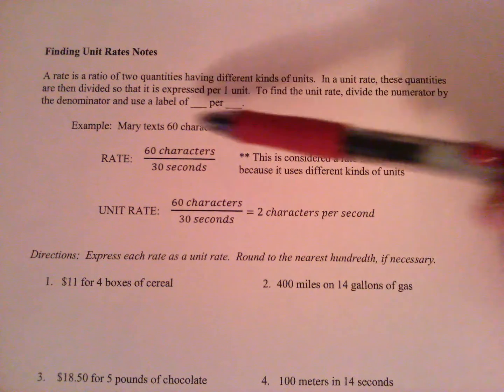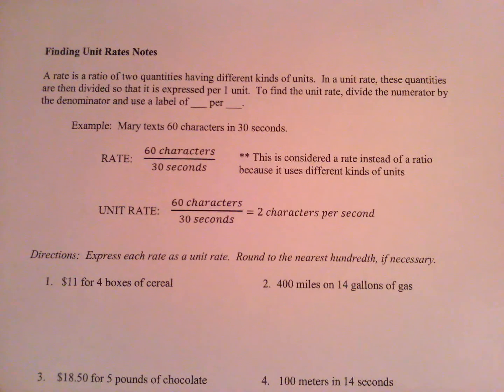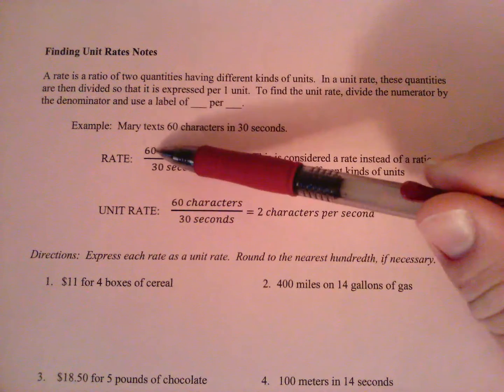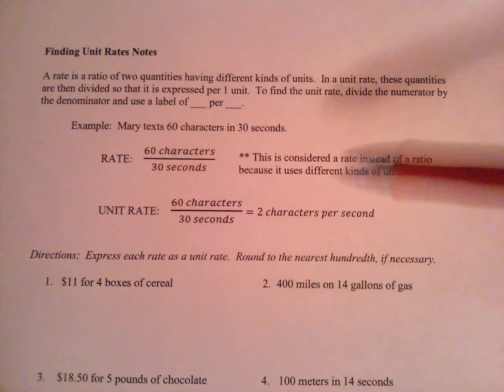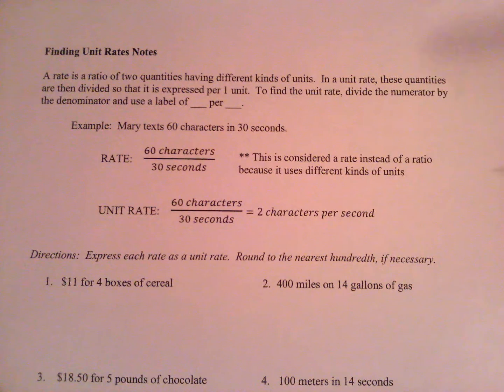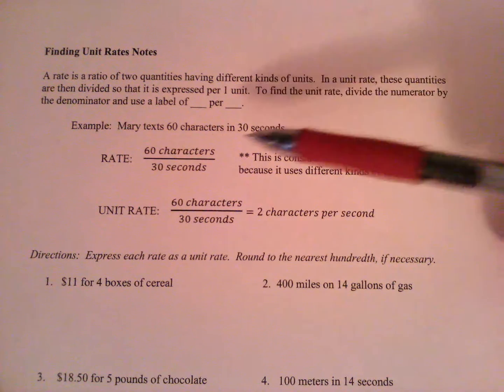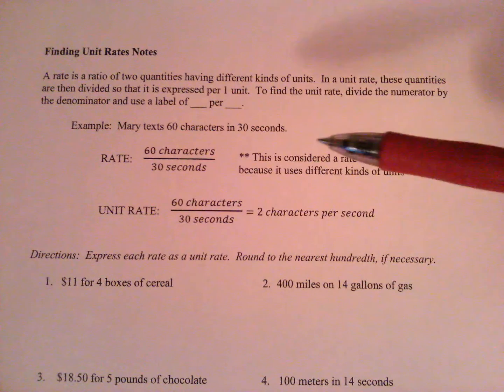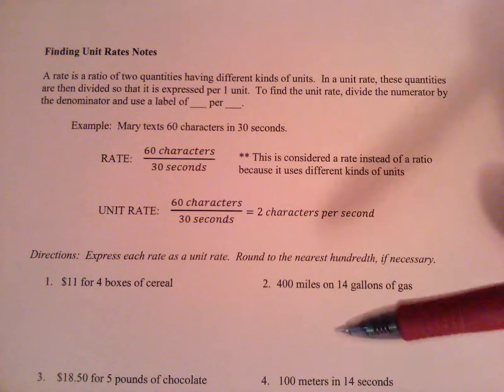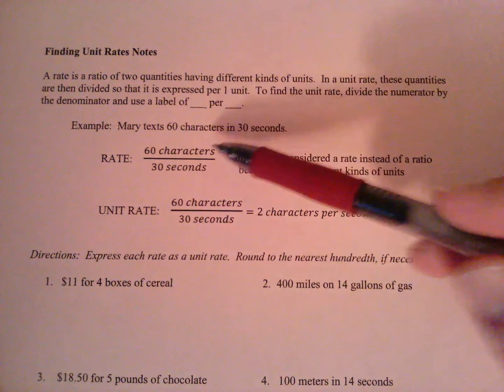Summary text, 60 characters in 30 seconds. So if our rate is 60 characters over 30 seconds, this is considered a rate because we have two different kinds of units. We have characters and seconds. There's no way to make them the same, so we just keep it.